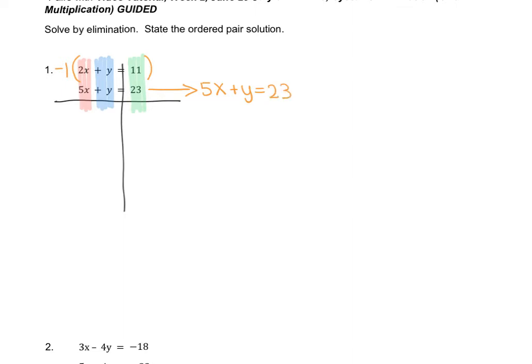Now over here, I'm going to distribute this negative 1 to this, and to this. And remember, all it's going to do is change my sign. So 2x becomes negative 2x. Positive y becomes negative y. And 11 becomes negative 11.